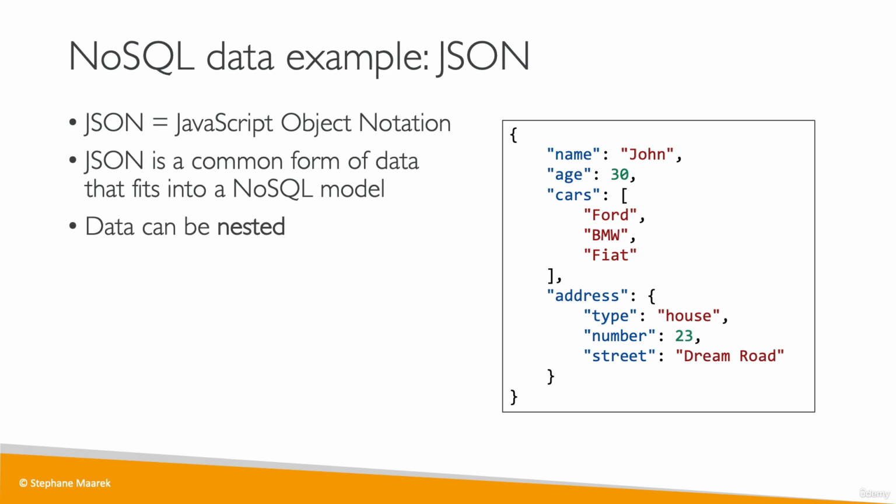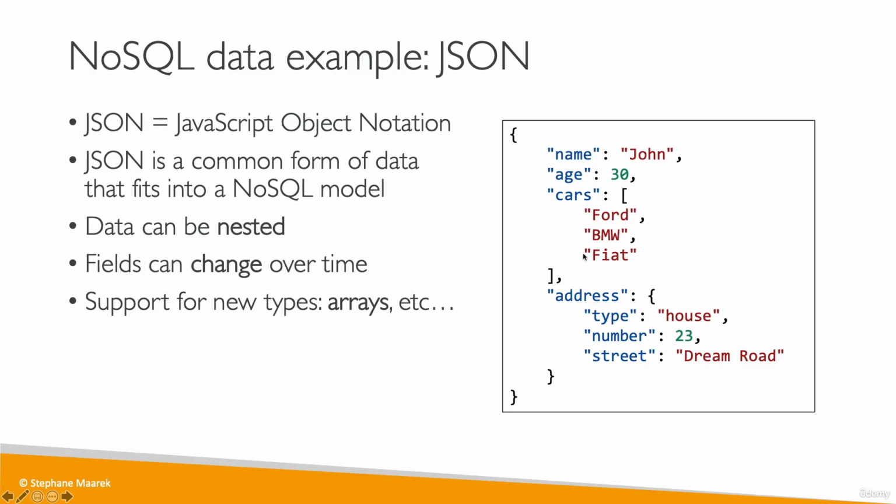The data can be nested. For example, if we look at address right here, it is nested within the higher object element. So address and types are going to be nested. The fields can change over time, so it's up to us to add a new field into our JSON document. And there's support for arrays. For example, John, who is 30, has 3 different cars: Ford, BMW, and Fiat. He's a lucky man. Okay, so databases, as you can see, can have different forms, and we'll be seeing them in detail in this section.